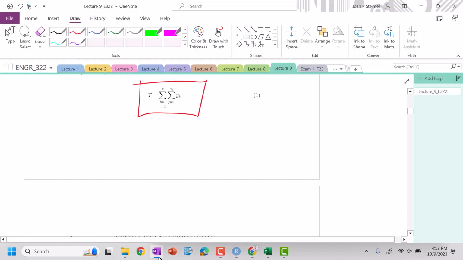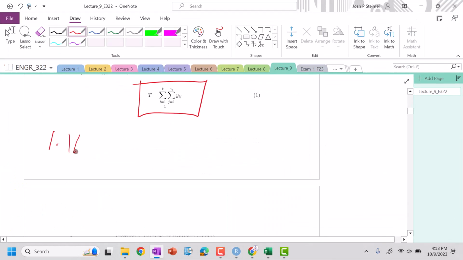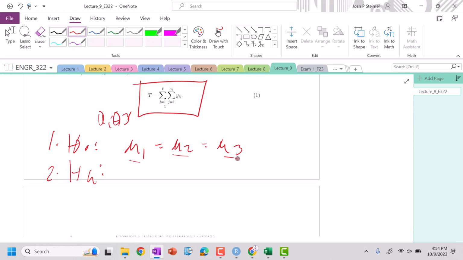If we go back to our old hypothesis testing procedures, we are effectively setting up a problem where our H naught assumes that the mean of 1 is equal to the mean of 2, equal to the mean of 3, where 1, 2, and 3 are our 3 different treatments. Basically, it's fertilizer 1, 2, and 3. So we're running a test asking, are the means of these 3 different variables, in terms of how they affect the outcome or the yield, the same?